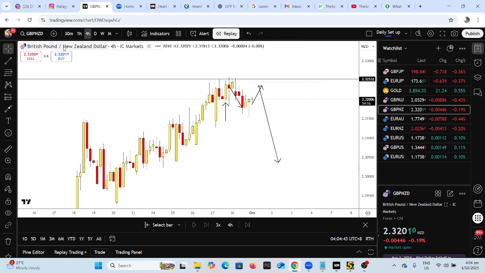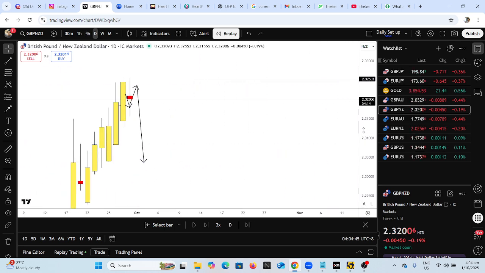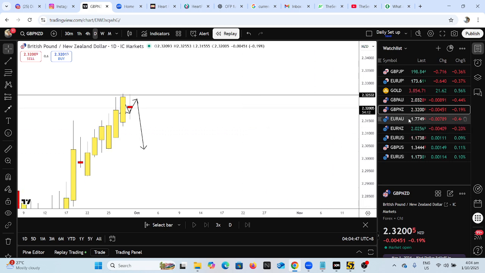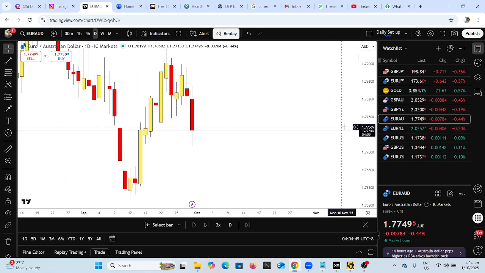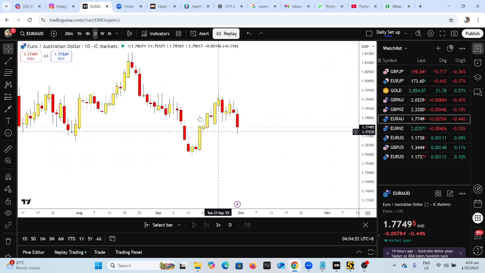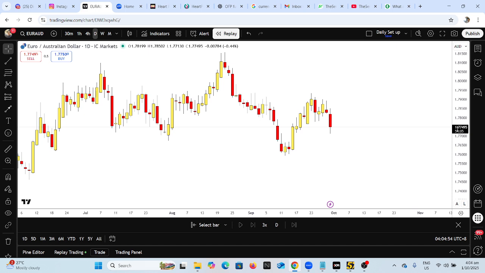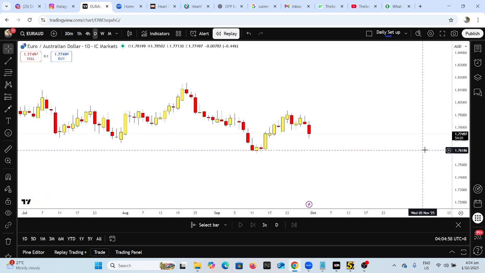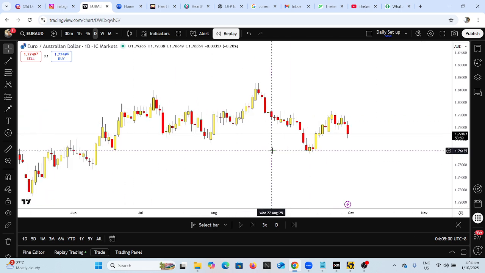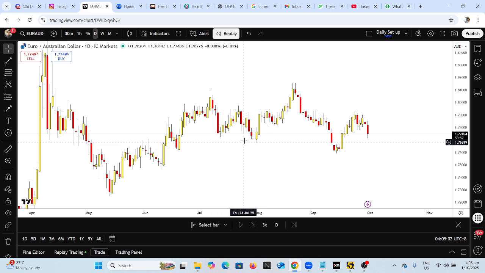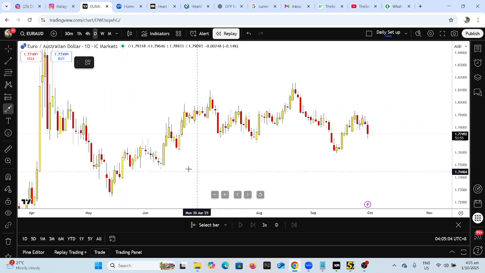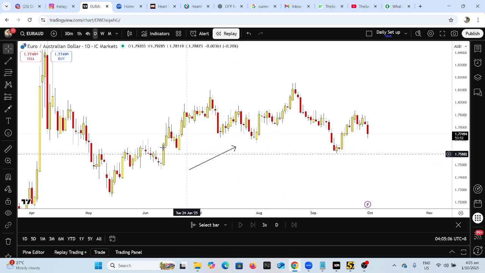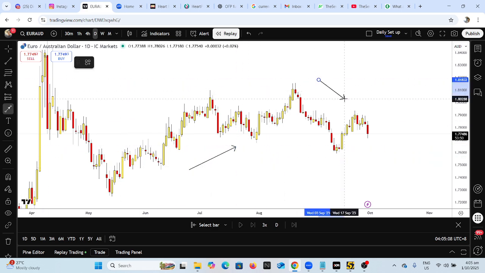Okay, that is my analysis for pound NZD. Euro Aussie. See Euro Aussie, we look at the daily, right? Look at this. Where is the general trend for this market? The general trend of this market, initially this is an uptrend market, but now it has become a downtrend market.